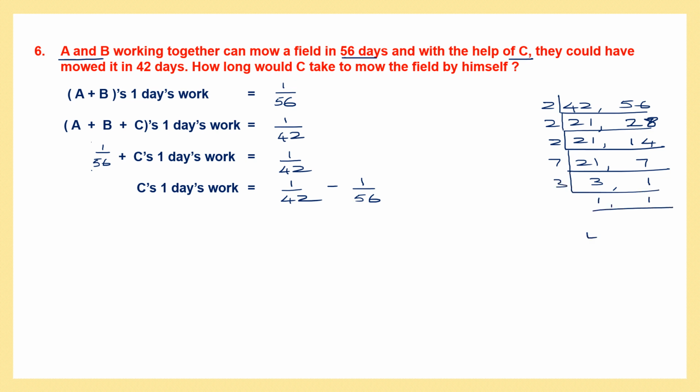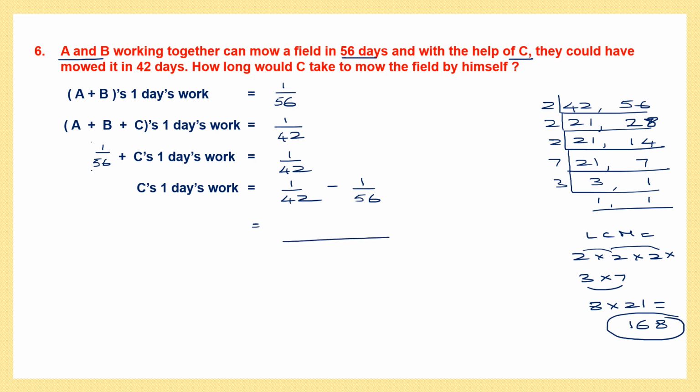So LCM here will be 2 into 2 into 2 into 3 into 7. 2 twos are 4, 4 twos are 8, 8 into 21. So 8 into 21 is equal to 168. So this is our LCM 168. Let's use this here. So here LCM is 168.